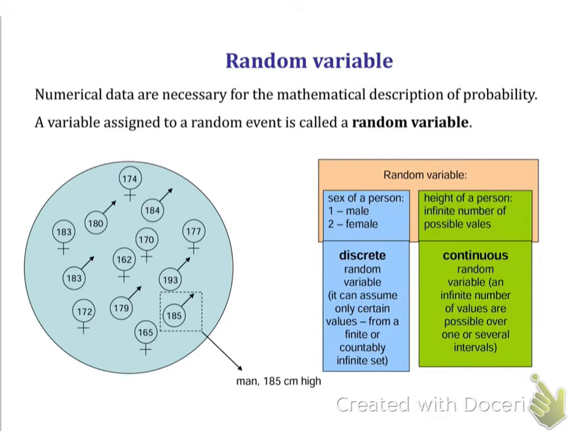Usually we need some numerical data like the height, and what is the height of the first individual, second individual, third individual, and so on. The number of flowers in this garden, the number of diseases in this country, the blood pressure for individuals or for a sample of people. So these numerical data are necessary for mathematical description of the probability.